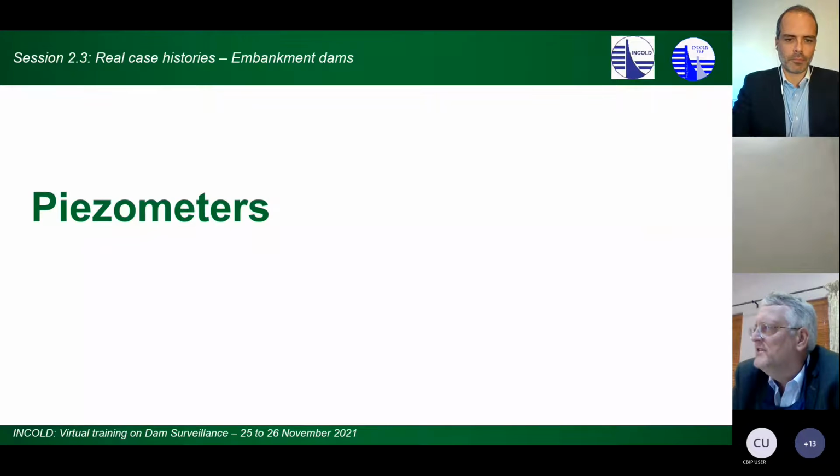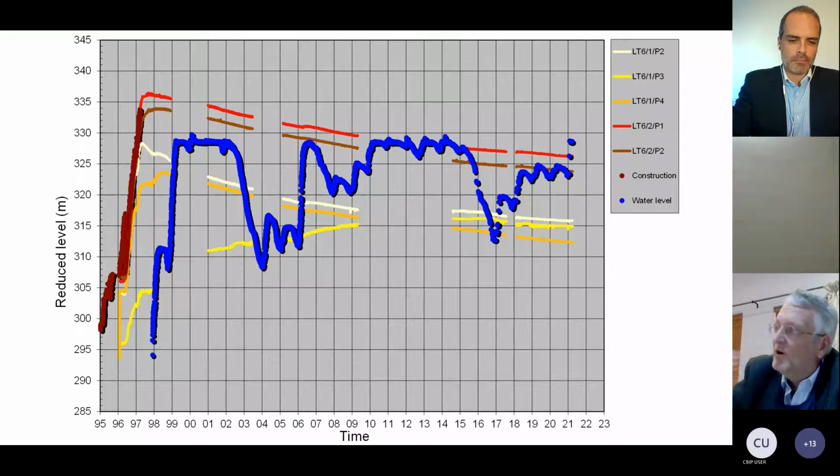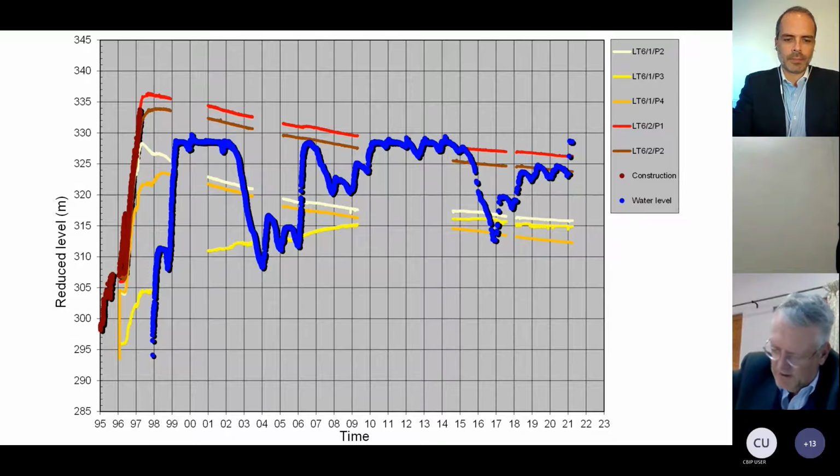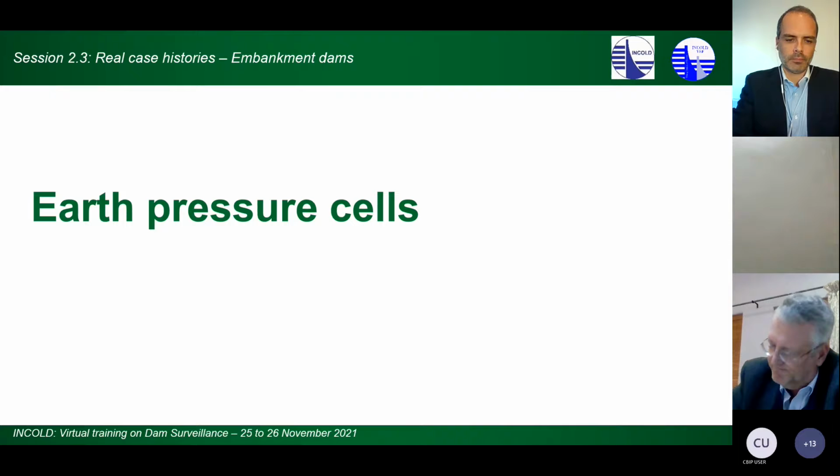If one looks at the piezometers there, again, you can see this is a very impermeable clay. It took a long time for the construction because the higher levels they built during one rainy season, so they basically captured a lot of moisture in the clay, and it's still basically dissipating after 25 years.